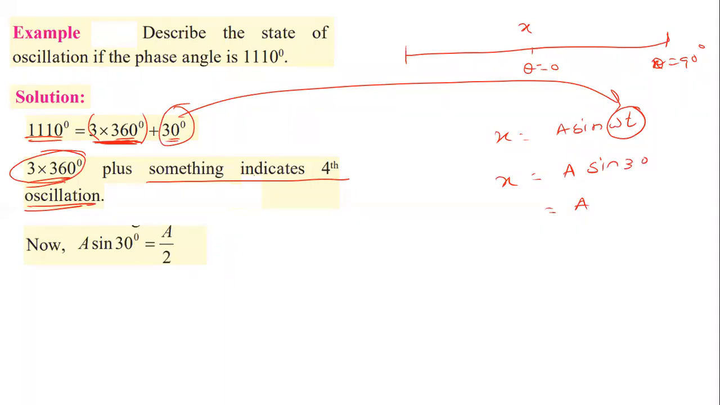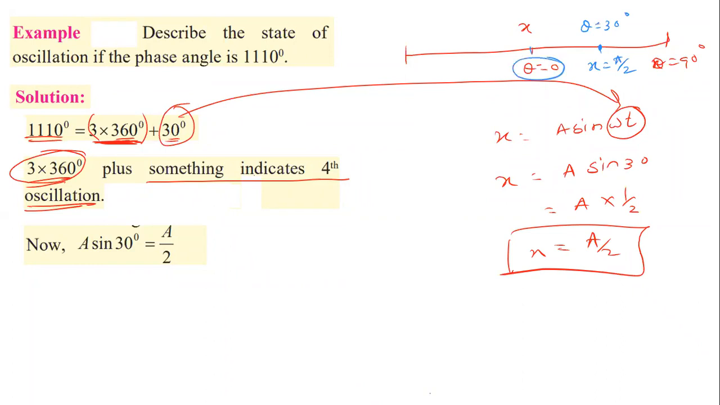Sine 30 is 1 by 2, so a by 2. So x is equal to a by 2. Let me show it by the blue line here. x is equal to a by 2 means here theta is 30 degree. Between these two, this phase is 30. So here it is 0. Between this mean and extreme, x is equal to a by 2, it is 30, and x is equal to a, it is 90.